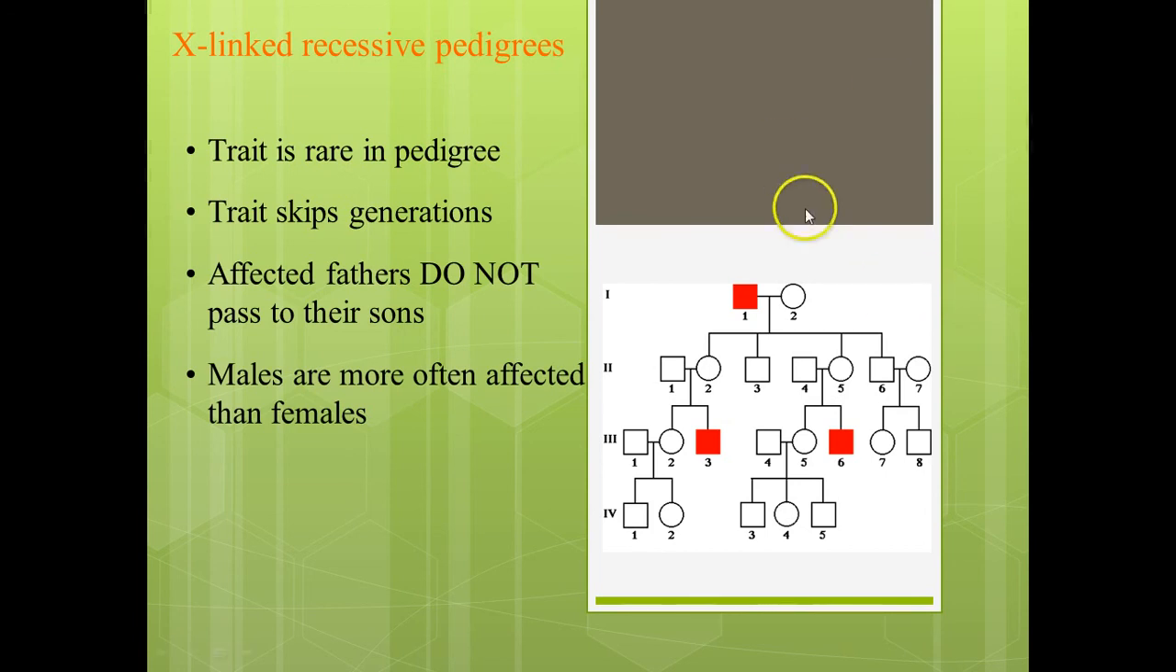It shows up more in males because, remember, a male only has one X. So if either the dad or the mom passes on the X with the recessive trait on it, then that would show up in the sons more frequently than the daughters. Females would be carriers. You can pass it from mom to the son.